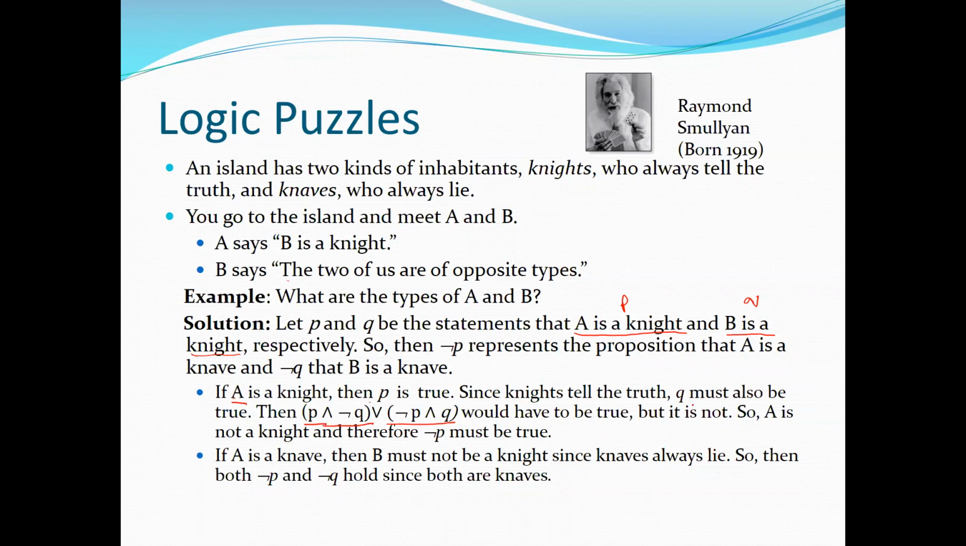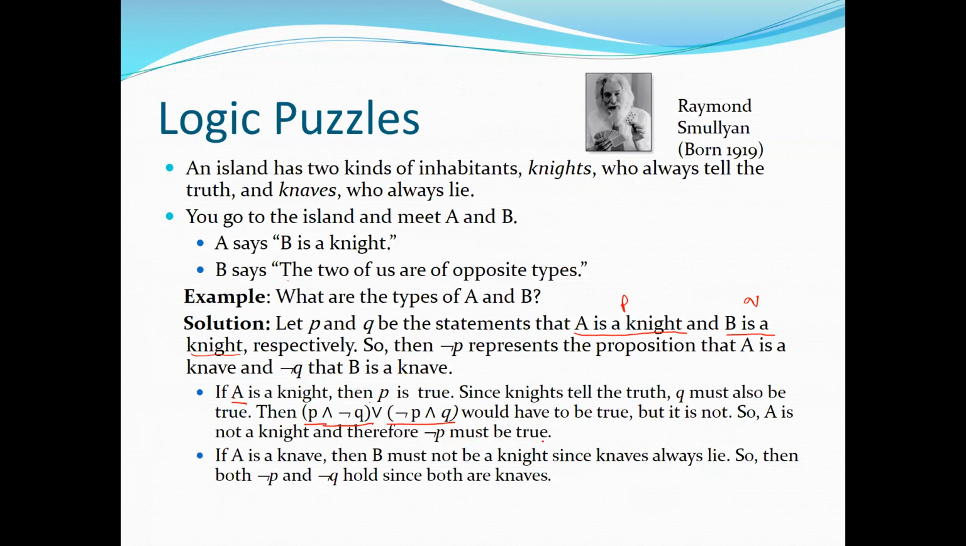Since knights tell the truth, Q must also be true. Why? Because the statement "B is a knight" is said by A. That's why it should also be true. So if this is the scenario, P and not Q means P is true, A is a knight, and B is a knave, or A is a knave and B is a knight. One of them must be true. I mean, the total answer would have to be true, right? But it is not the case. So A is not a knight, and therefore not P must be true.